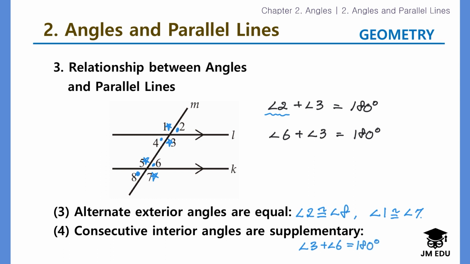Okay, we also can say that there are two more consecutive interior angles, right? Angle number 4 and angle number 5. So the sum of these two is also 180 degrees. So we also can write angle number 4 plus angle number 5. That's also equal to 180 degrees.